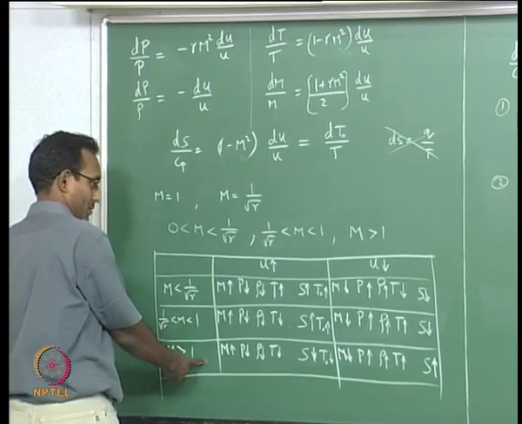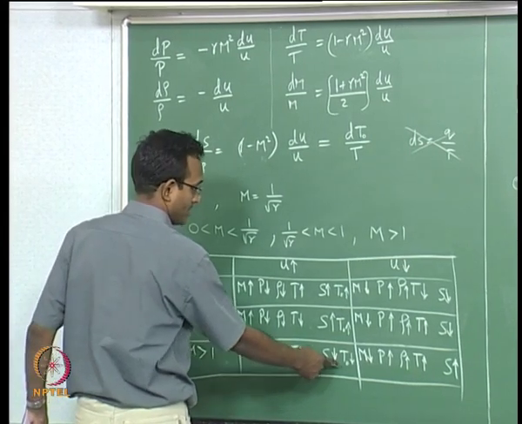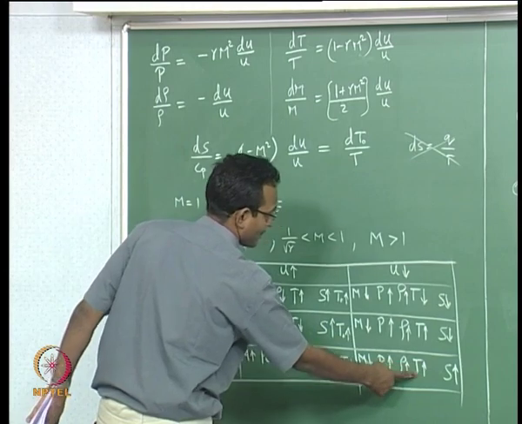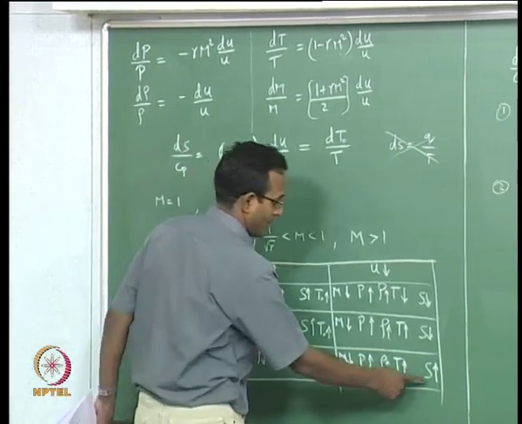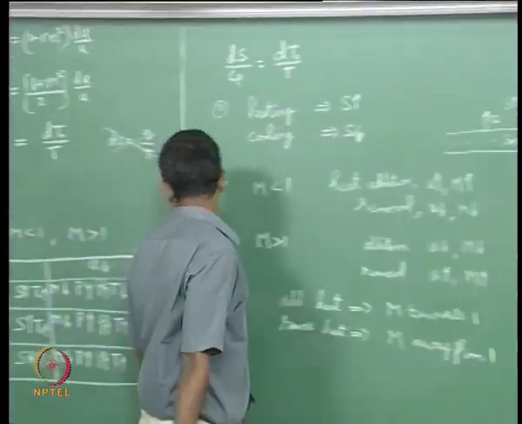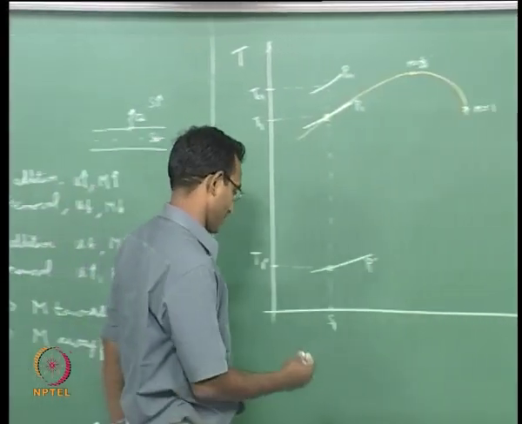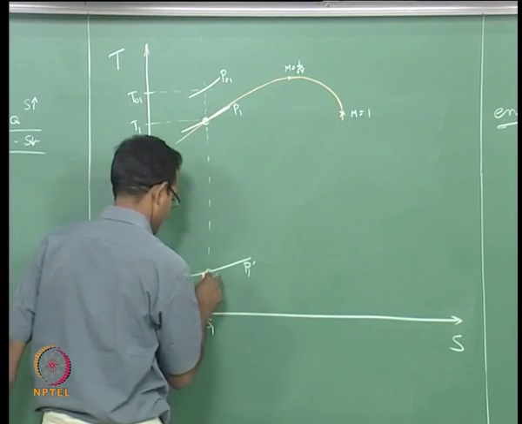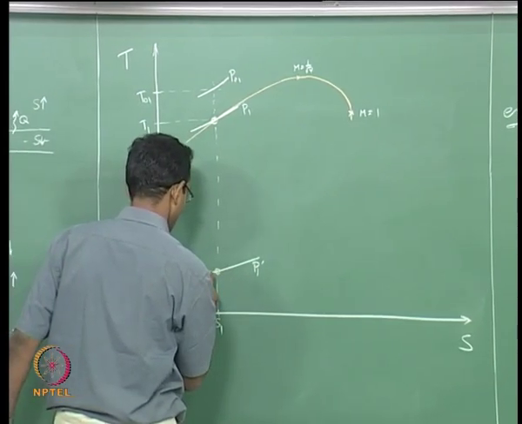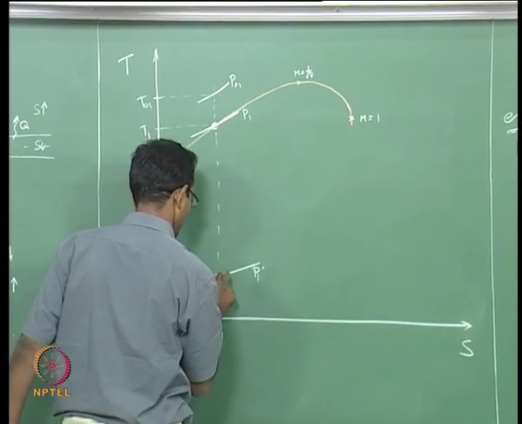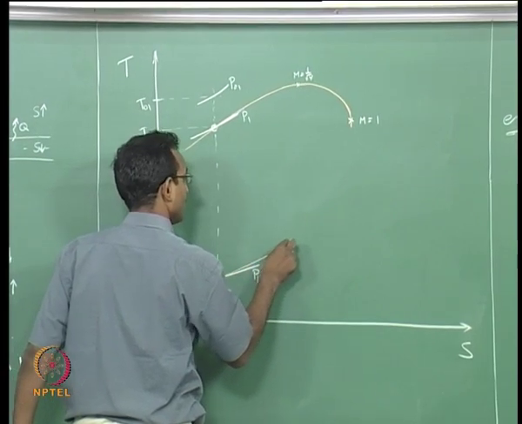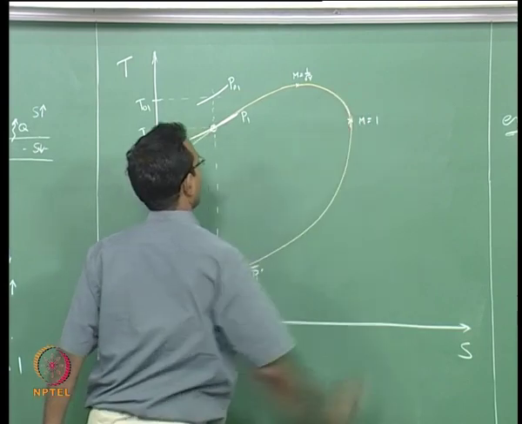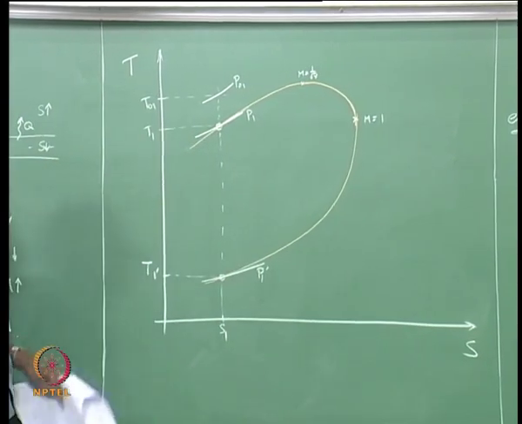Okay. M greater than 1. Oh, this is decreasing T0. I want increasing T0, that is this. I find that temperature increases. Entropy increases, temperature increases when I heat in this particular case. So I am again going to go up and to the right. And this keeps on happening till m equal to 1, and the curve looks something like this.